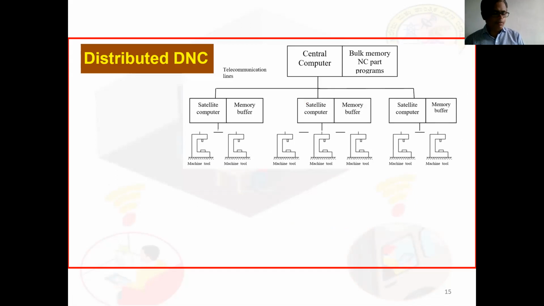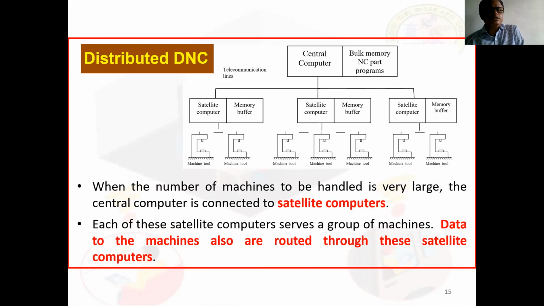Then there is another important type called distributed DNC. In distributed DNC, we have a satellite computer. Apart from the central computer, we have a satellite computer and memory buffer, which handles a small group of machines here. So what is distributed DNC? When the number of machines to be handled is very large, the central computer is connected to satellite computers. Each of these satellite computers will serve a group of machines. Data to the machines also are routed through these satellite computers.